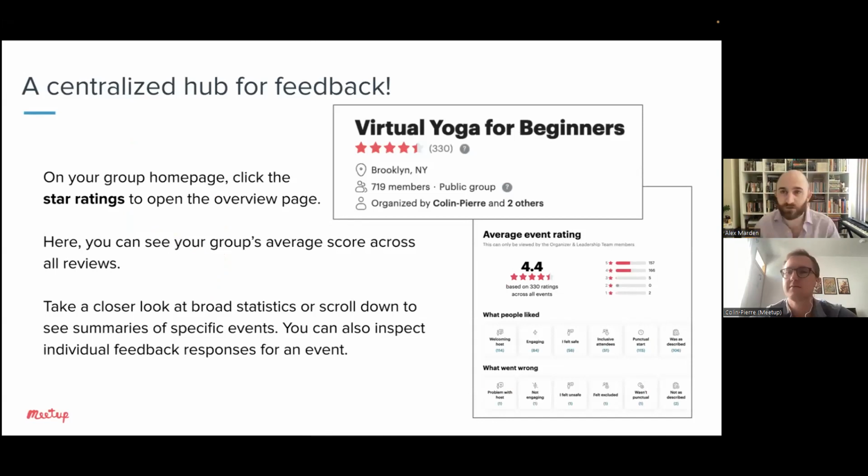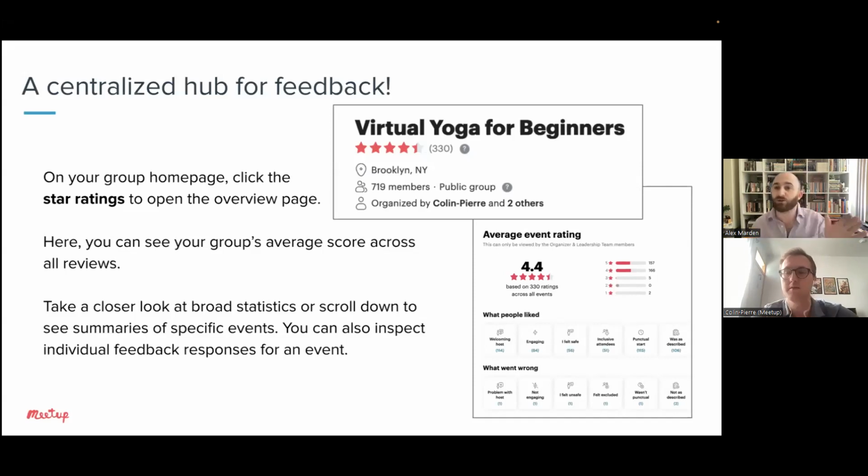As you may have noticed, over the last few weeks, when you go to your group page, you probably have seen the star ratings right under the title on the group homepage. So these star ratings are an average score of all the feedback. If you click on the star ratings, it's going to bring you to this new event feedback overview page. And on that page, you can take a closer look at the statistics of the feedback that's been submitted. And if you scroll down on that page, you can actually take a look at the summaries for specific events. You can inspect individual feedback responses for those events.